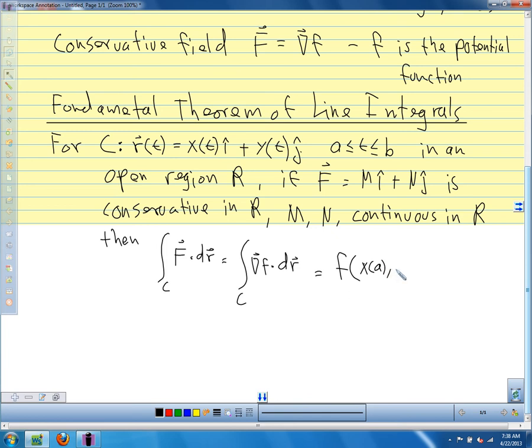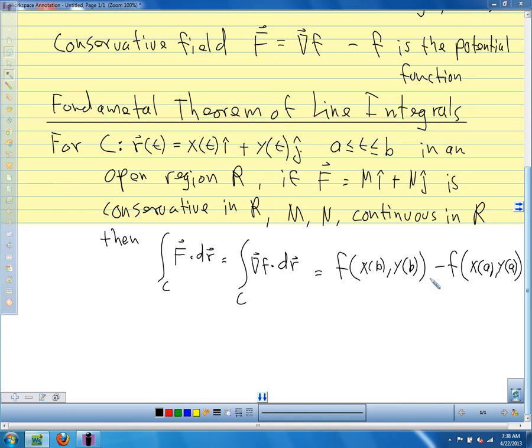x of b, y of b, minus f of x of a, y of a. And what we're saying here is that our field F is the gradient of small f, and C is piecewise smooth. C has to be piecewise smooth.